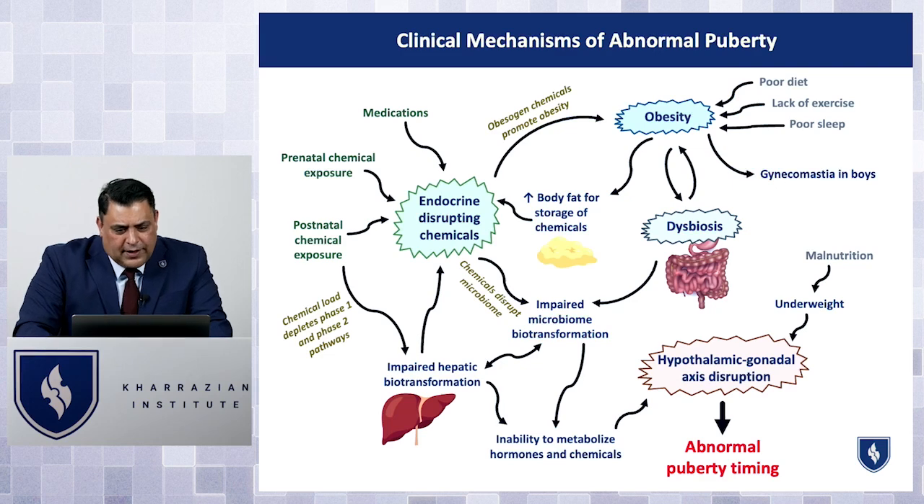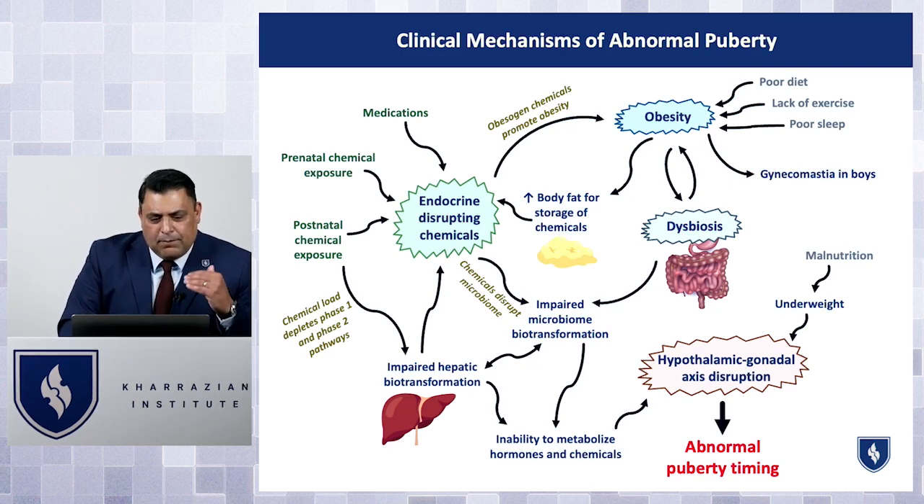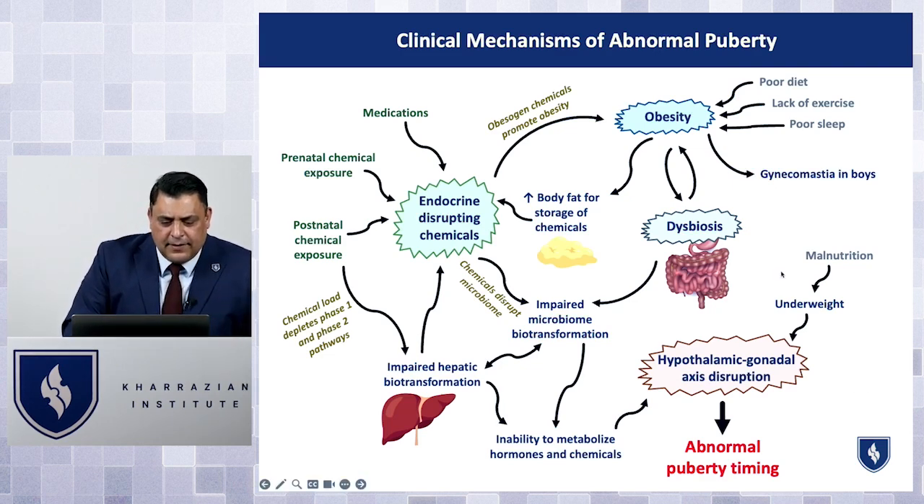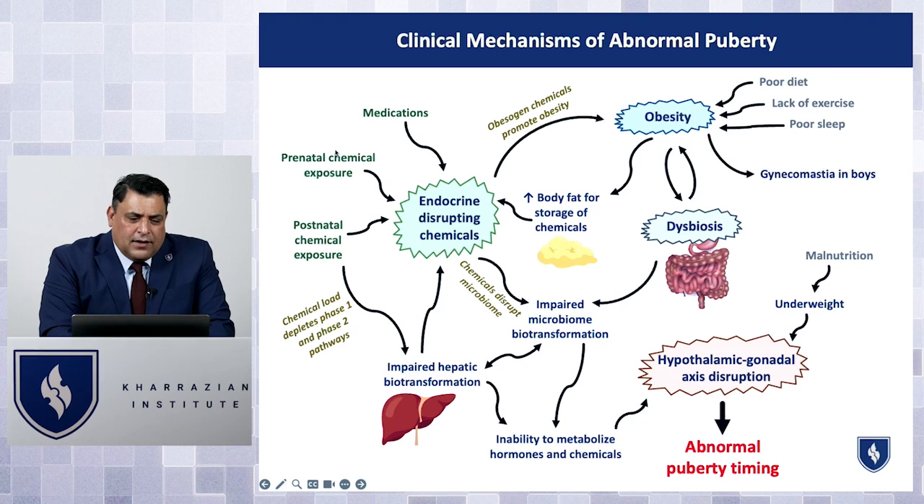With abnormal puberty, there's a few things that happen. The main cause of abnormal puberty is increased body fat storage, obesity, and endocrine disrupting chemicals. And with abnormal patterns of puberty, certain medications, we'll go over that in the next section. Prenatal chemical exposures, postnatal chemical exposures, these things are endocrine disrupting chemicals. They can promote obesity through obesogens. Poor diet, lack of exercise, and poor sleep cause obesity.